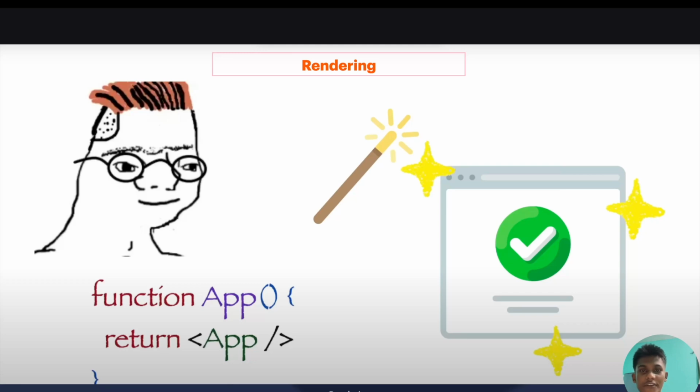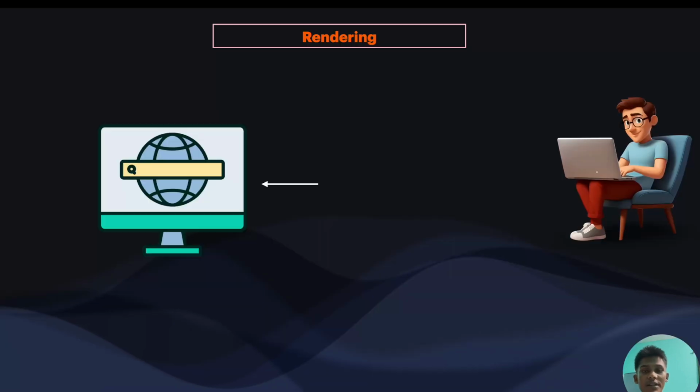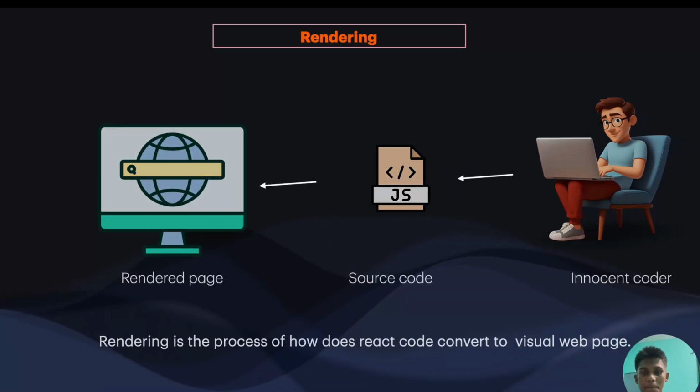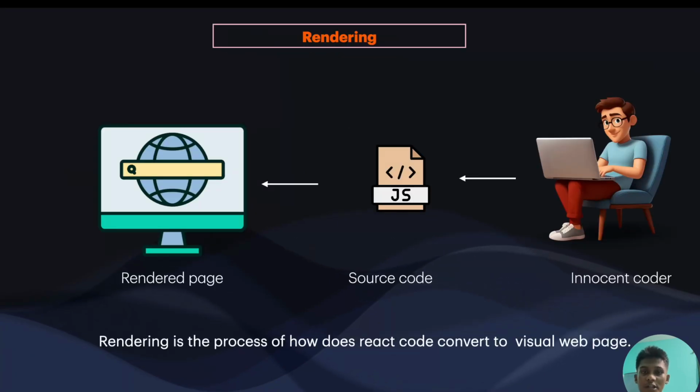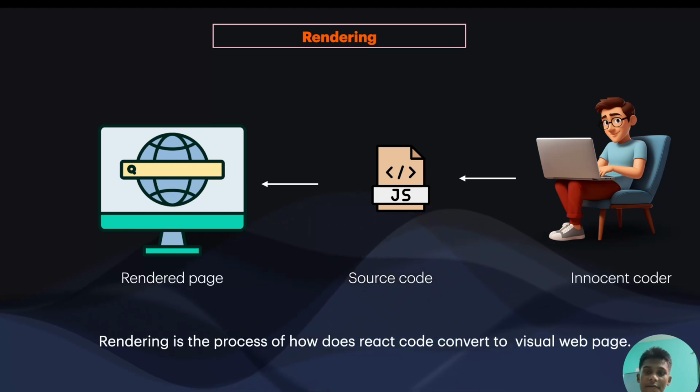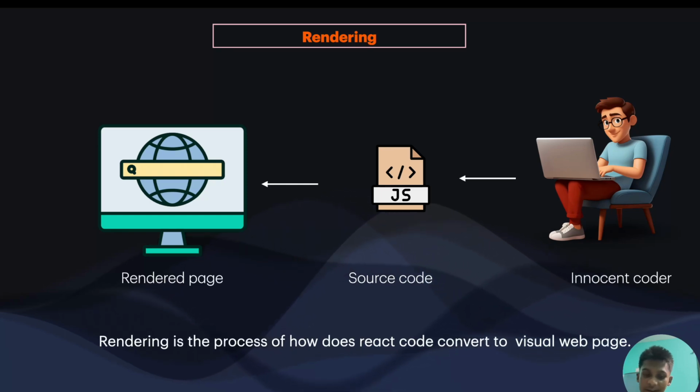I have been talking about rendering so much. What is rendering, actually? Rendering is the process of turning code into a visual output on your browser. In this slide, you can see a user write some code in VS Code and execute that code, and the final result appears on the browser. This entire process is called rendering.